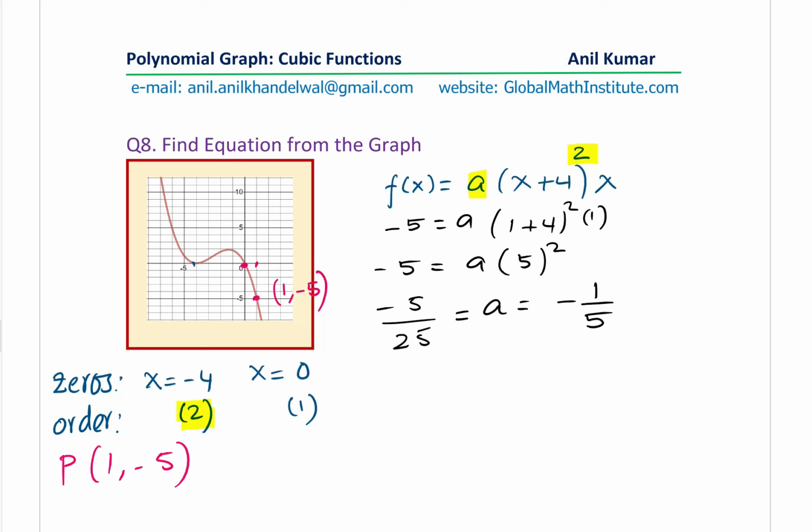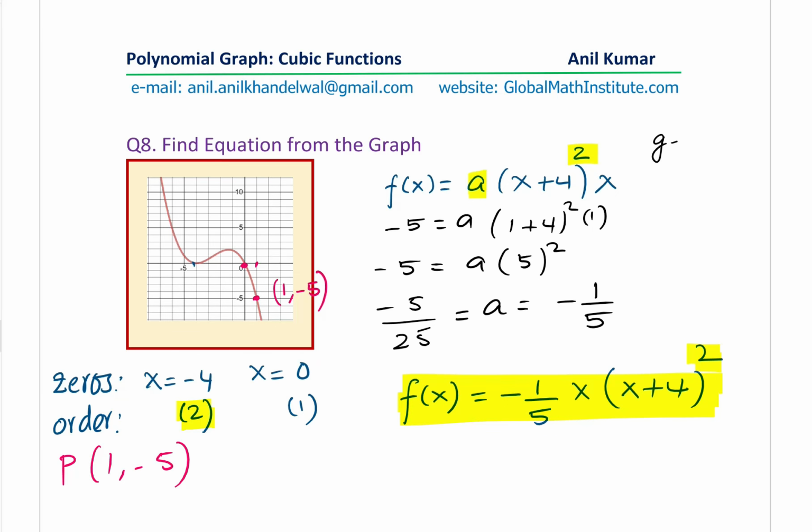Now we can write down the function f of x is equal to minus 1 over 5 times x times (x plus 4) whole squared. Is that clear to you? Now that is a very important question. In this question, you saw how a point on the curve actually gives you a specific function. Writing initially with a gives you a general equation.